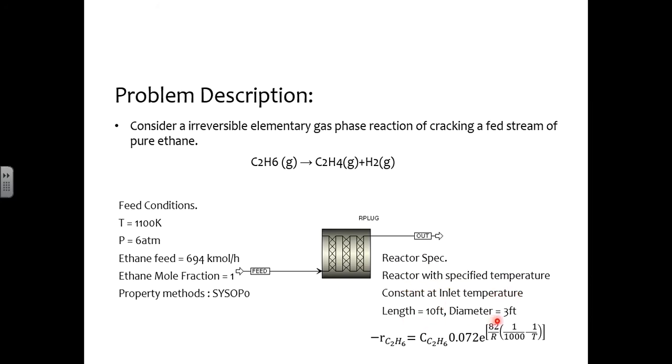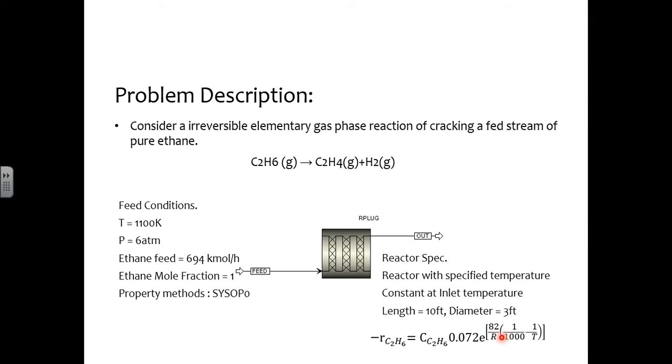Length is 10 feet, diameter 3 feet, and this is the kinetic equation. And if you see this equation, this is obviously a power law, but this is a new type of it because this is the concentration obviously of ethane, which is a feed. This is the value of K, E of minus EA. So 82 is your activation energy over R. However, this is in bracket 1 over 1000 minus 1 over T. If it would have been 82 over RT, very simple.